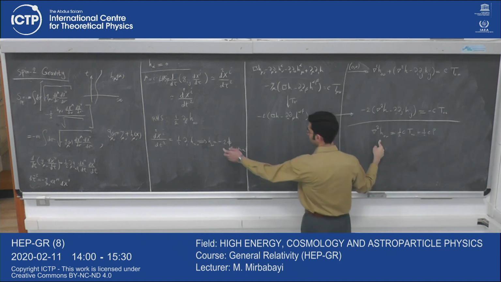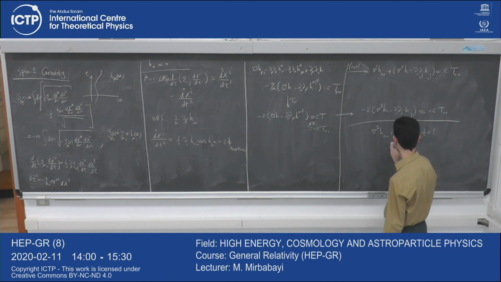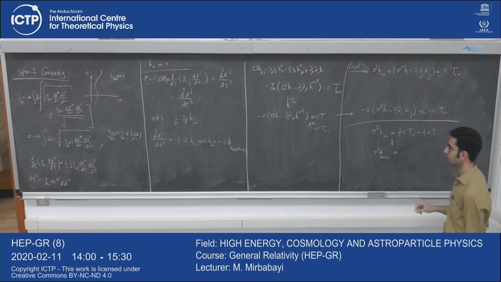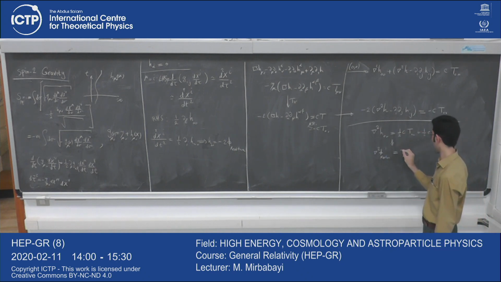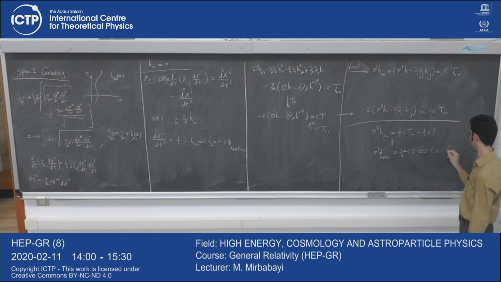And now we can use the fact that h_00 is minus twice the Newtonian potential to get Laplacian of the Newtonian potential equals minus 1/4 c times rho, which tells us that c has to be minus 16 pi G.